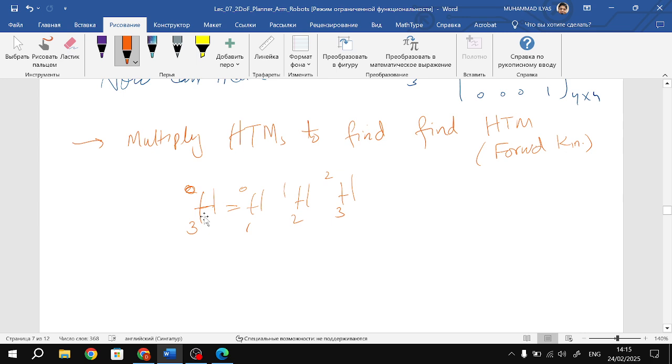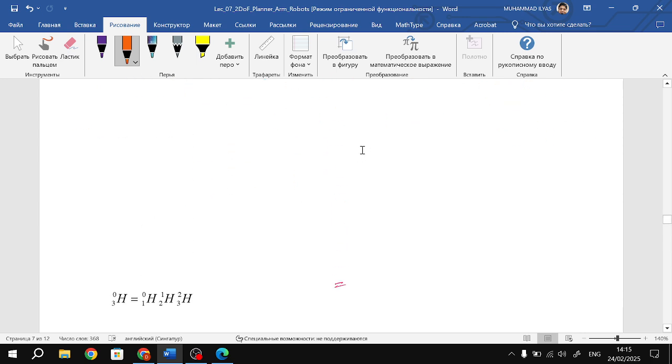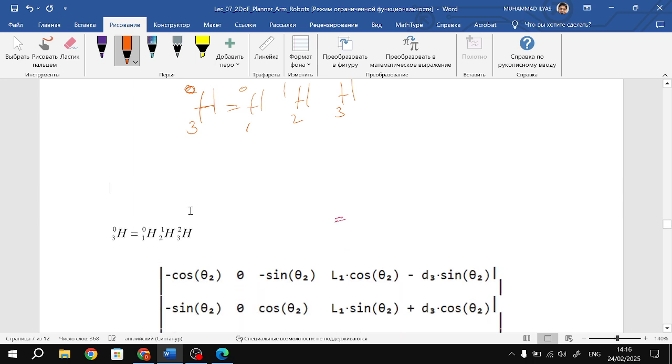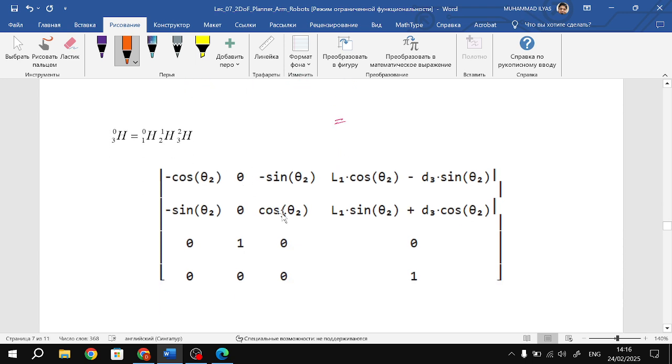You cannot do it manually on paper, but I did it in the morning. I multiplied them in Python. Let me show that. I think I have the script. We multiply all these 3 HTMs and we get this final HTM.